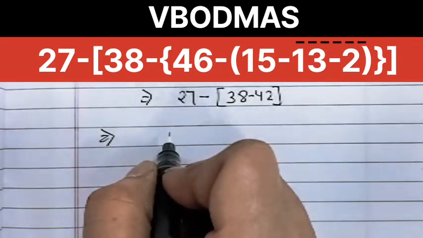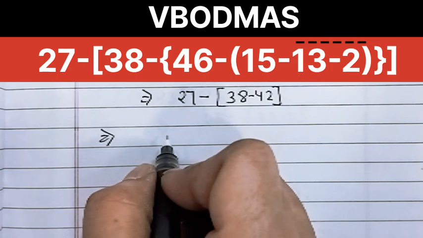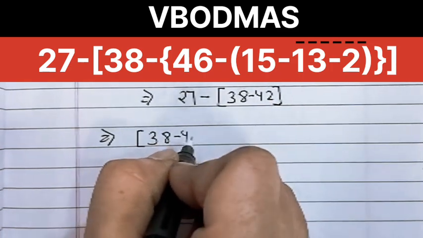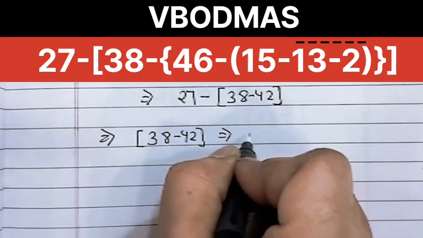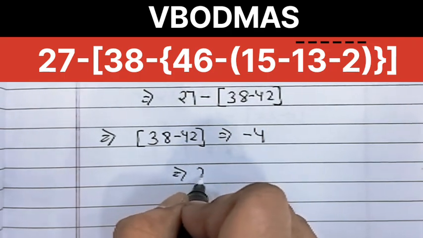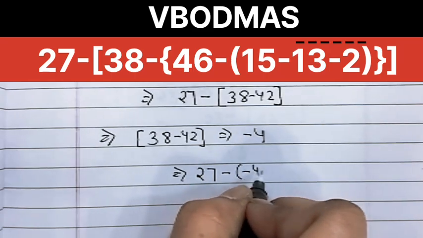Solve the square brackets. Solve the remaining operations inside the large brackets. So there is 38 minus 42, and after that you will get minus 4, because the larger digit is negative. So the expression becomes 27 minus (minus 4).